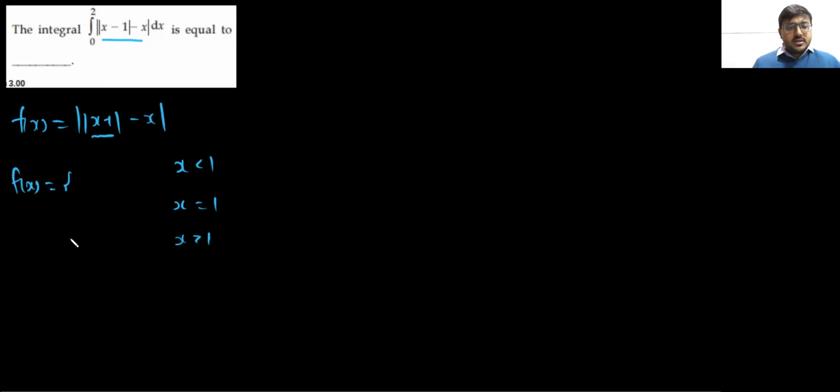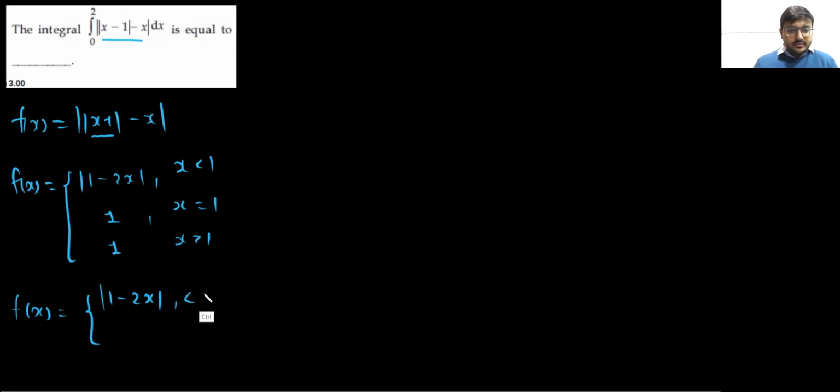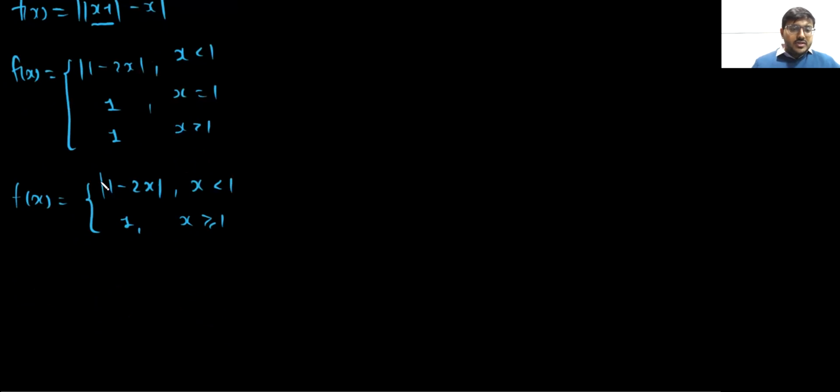So my f(x) for x less than 1: this has a negative answer, so mod of, just check, minus x plus 1 minus x. So it will be mod of 1 minus 2x. Same way, at x equals 1, this will be 0 and the function has answer 1 only. And for greater than 1, x and x cancel and it will be 1 only. So I can write this function as 1 minus 2x mod for x less than 1 and 1 for x greater than or equal to 1. Now, 1 minus 2x will be 0 at x equals half.